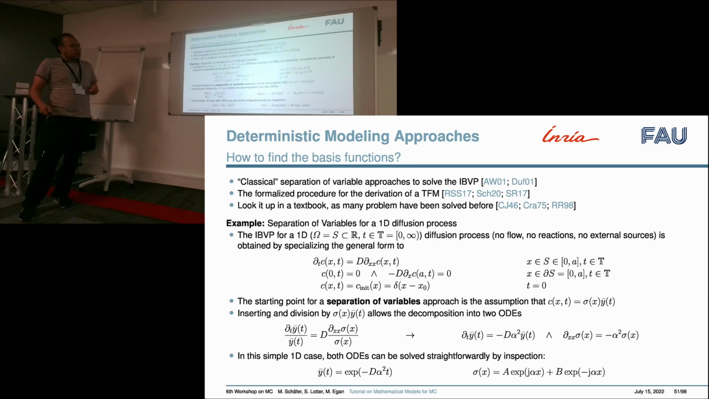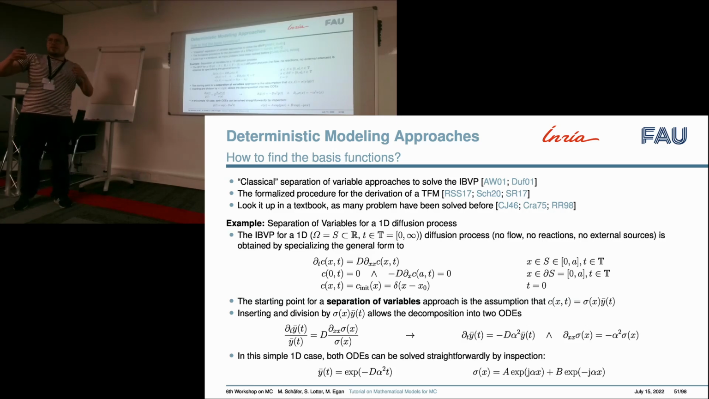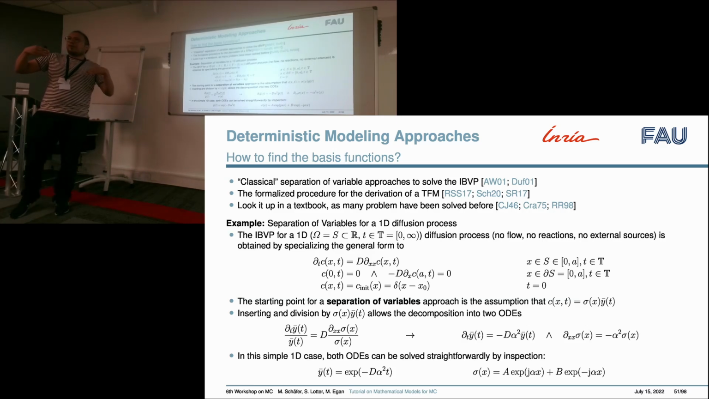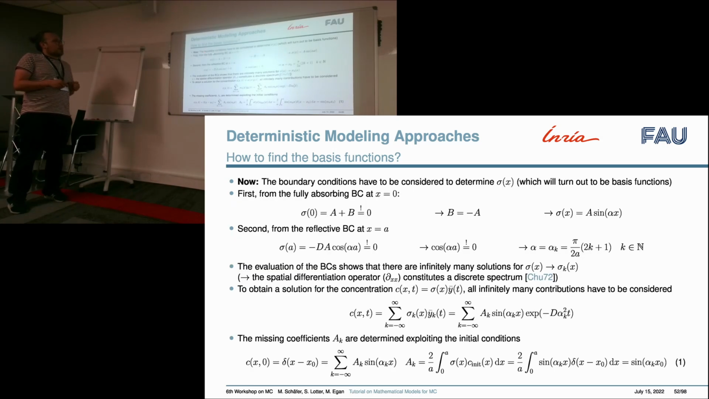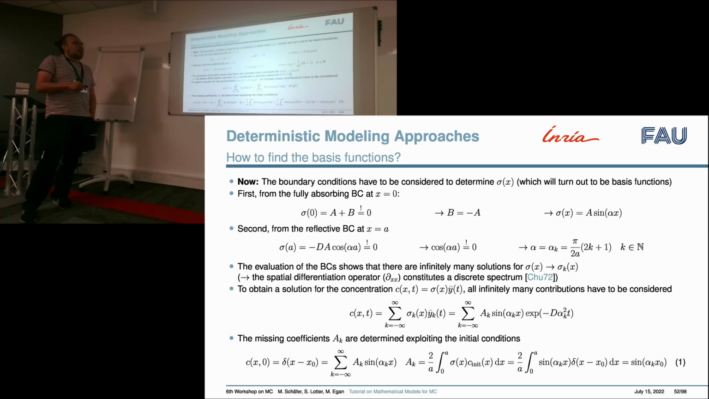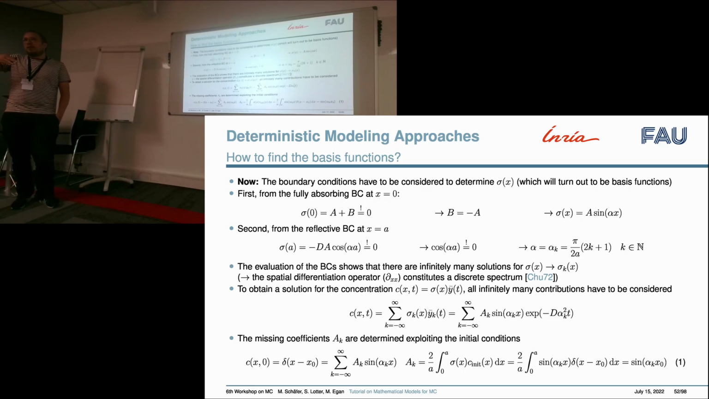But on this slide, we still have some unknowns. We have the alpha we don't know, and we have the A and the B we don't know. This is the point where I said we need the boundary conditions and the initial conditions to obtain a solution. So first, the boundary conditions. When we insert the absorbing boundary at x is 0, we find out that B has to be minus A. And this already makes our basis function A times sine alpha x. So we still need the alpha and the A, but we know a little bit more.